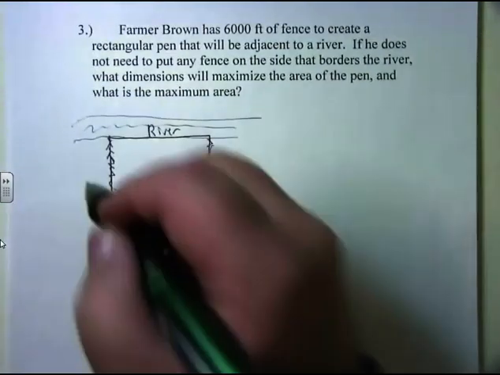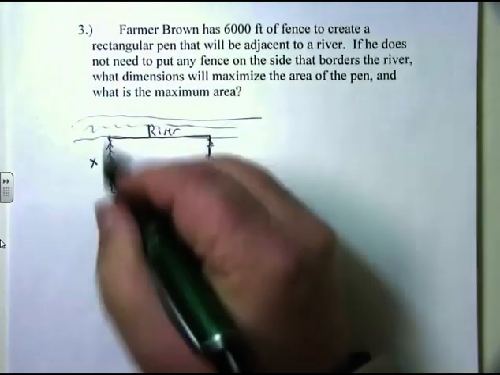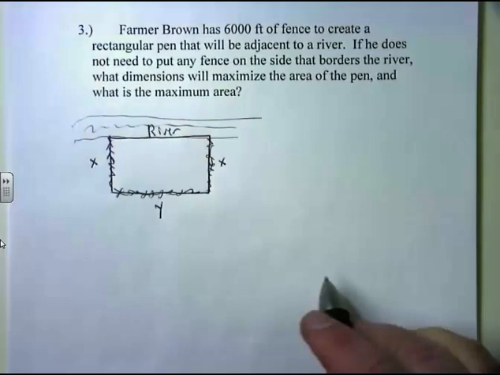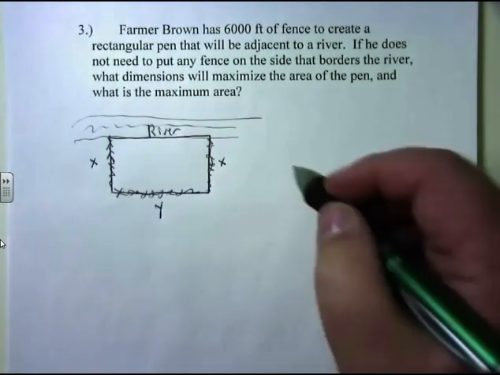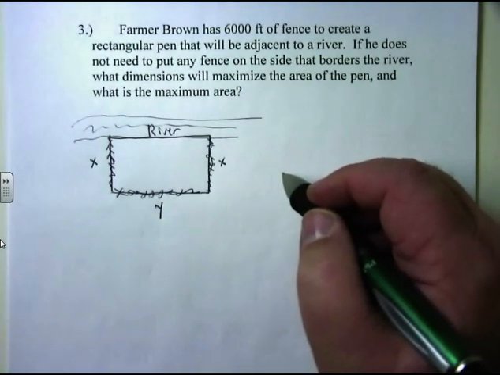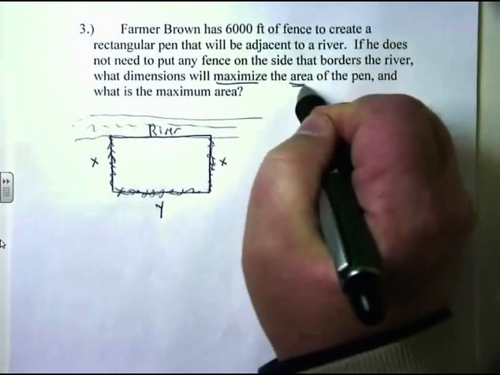So in terms of labeling it, I'm going to call this side X. So this side will also be X, but it's a rectangle. So this long side will be different. I'm going to call it Y. So step 1, read problem, draw a picture, and label it. Step 2, come up with the objective equation. What's my objective? We are supposed to maximize the area.